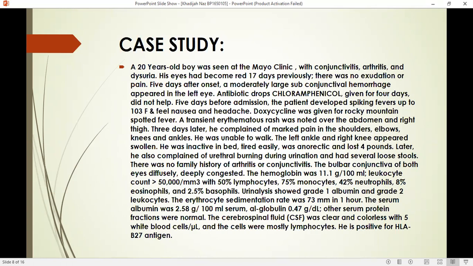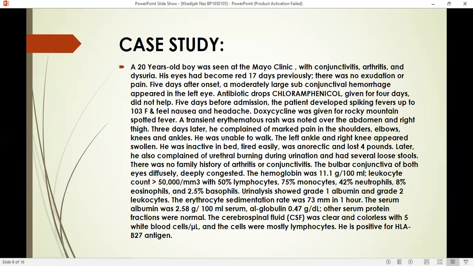5 days before admission, the patient developed spiking fever up to 103 Fahrenheit and he felt nausea and headache. Doxycycline was prescribed for Rocky Mountain spotted fever. A transient erythematous rash was noted over the abdomen and the right thigh. 3 days later, he complained of marked pain in the shoulders, elbows, knees, and ankle. He was unable to walk. The left ankle and the right knee appeared swollen.